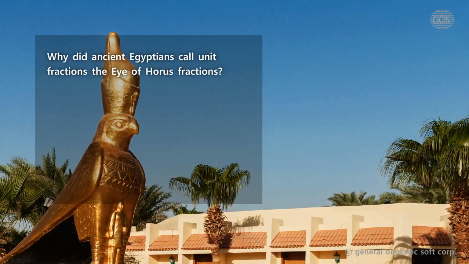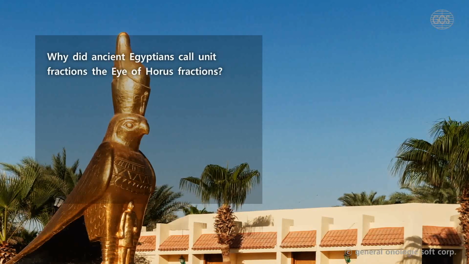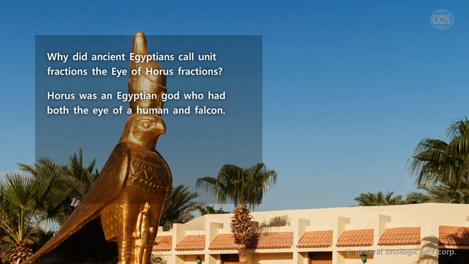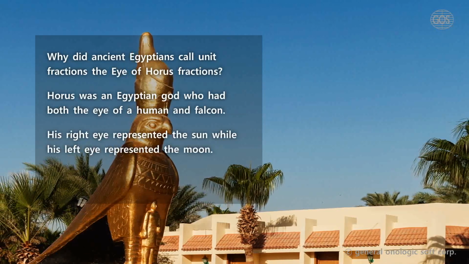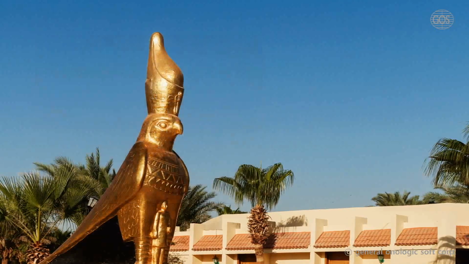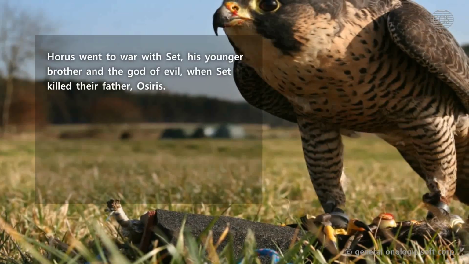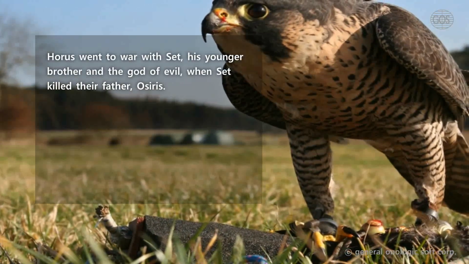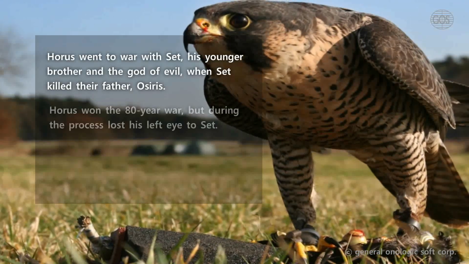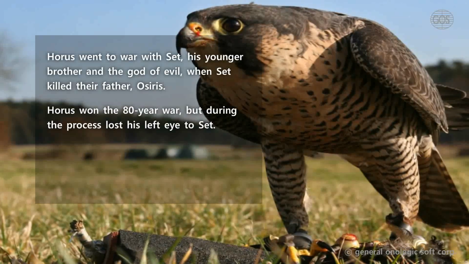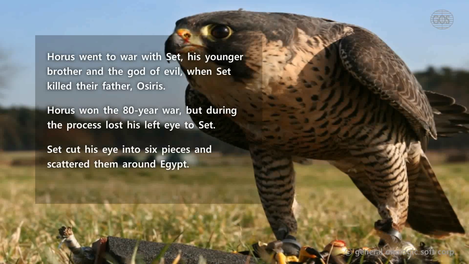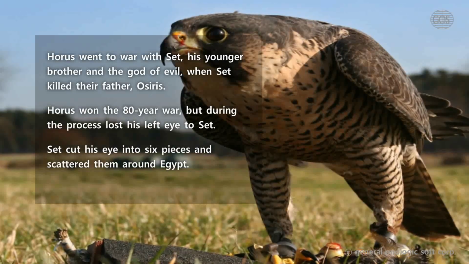Why did ancient Egyptians call unit fractions the Eye of Horus Fractions? Horus was an Egyptian god who had both the eye of a human and falcon. His right eye represented the sun while his left eye represented the moon. Horus went to war with Set, his younger brother and the god of evil, when Set killed their father, Osiris. Horus won the 80-year war, but during the process lost his left eye to Set. Set cut his eye into 6 pieces and scattered them around Egypt.